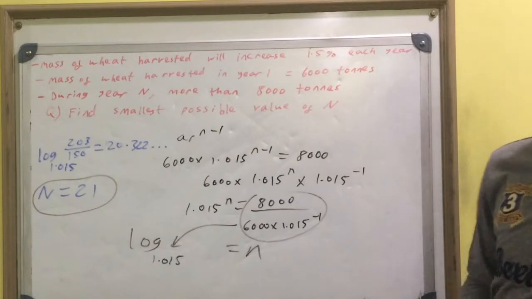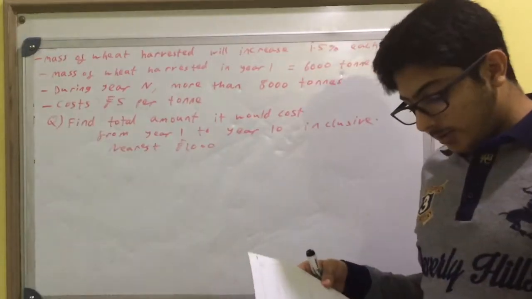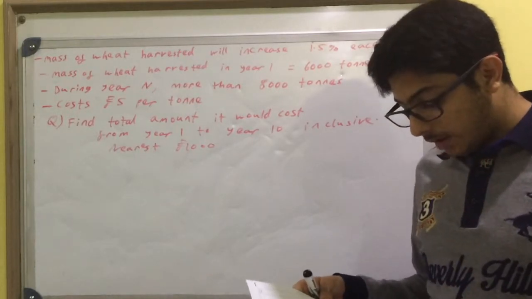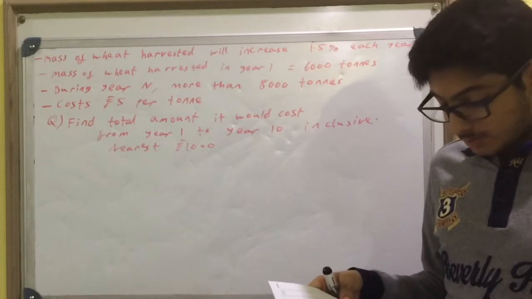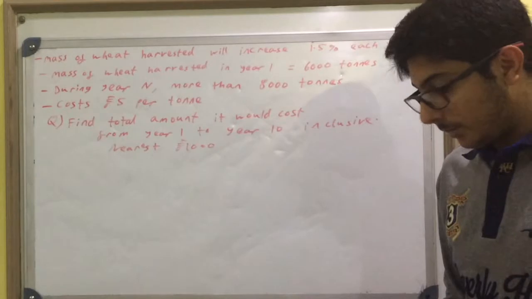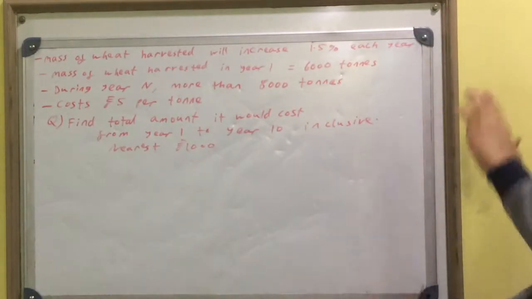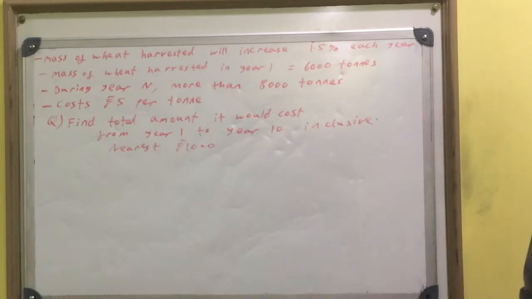Get a better calculator. Okay, it costs £5 per ton to harvest the wheat. Assuming the model, find the total amount that it would cost to harvest the wheat from year 1 to year 10 inclusive. Give your answer to the nearest £1,000. Pause the video, have a go, and then I'll go through it.